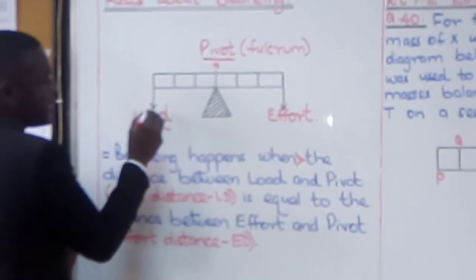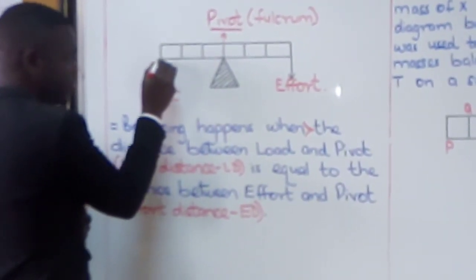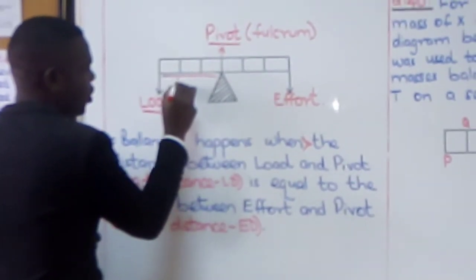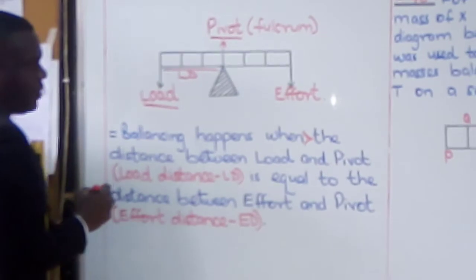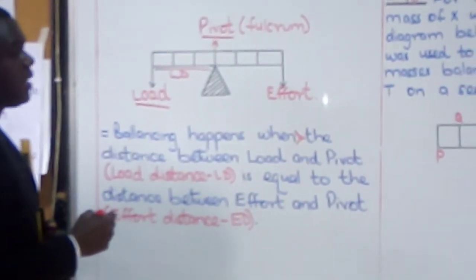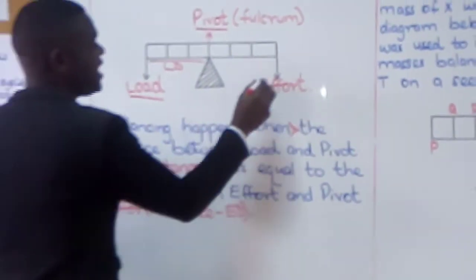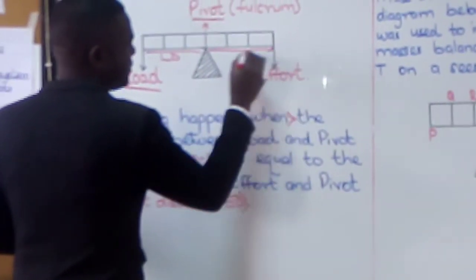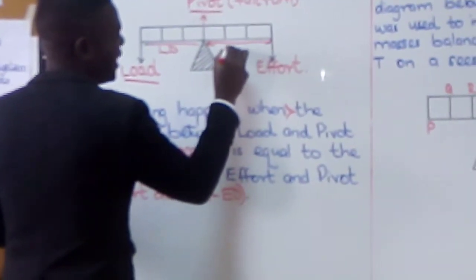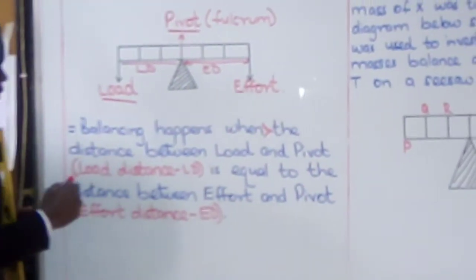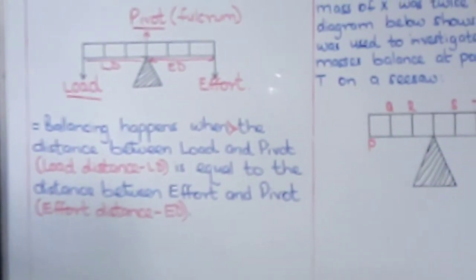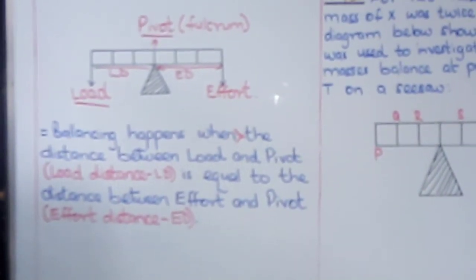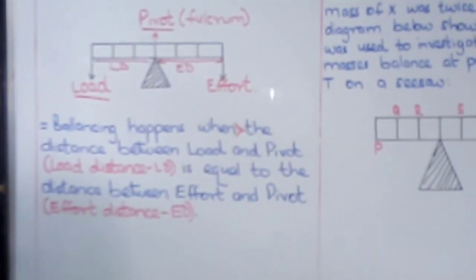Now, the distance between this load, this point, and here, the fulcrum, that is what you call the load distance. Likewise, the distance between the effort here and the fulcrum, that distance is known as the effort distance. I hope you understand that. Now you know the positions on this balance. And you know the facts about balancing.